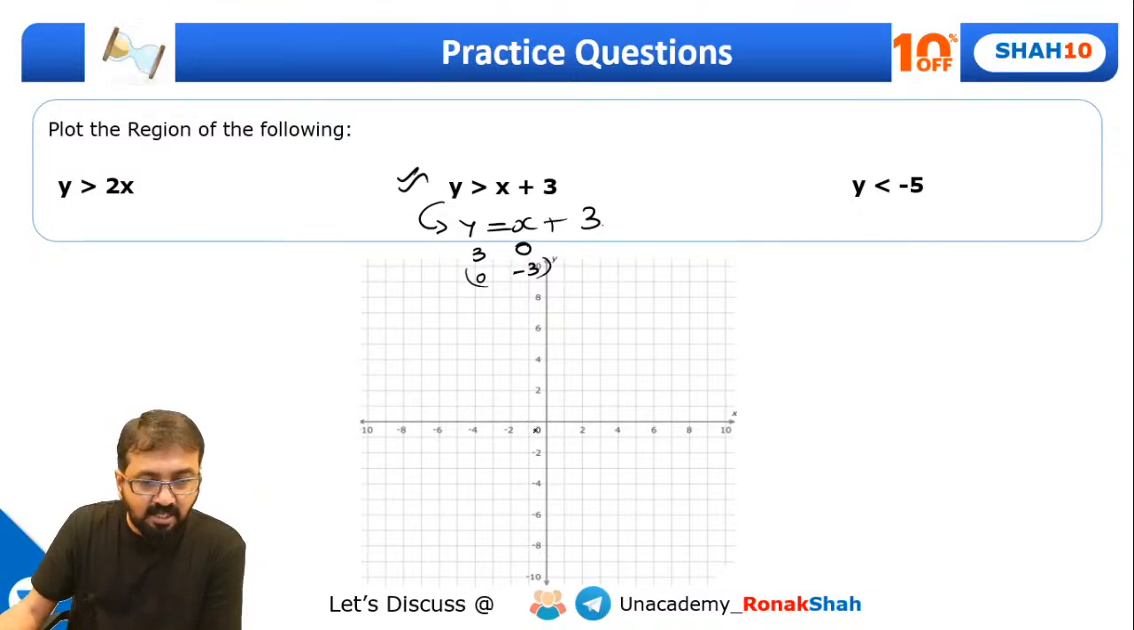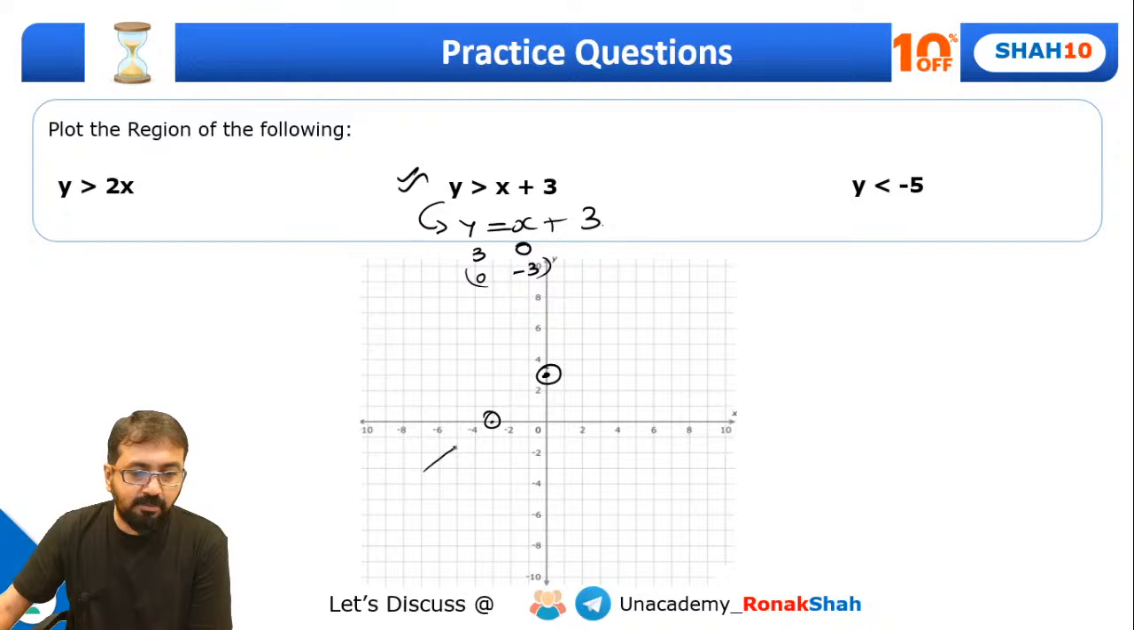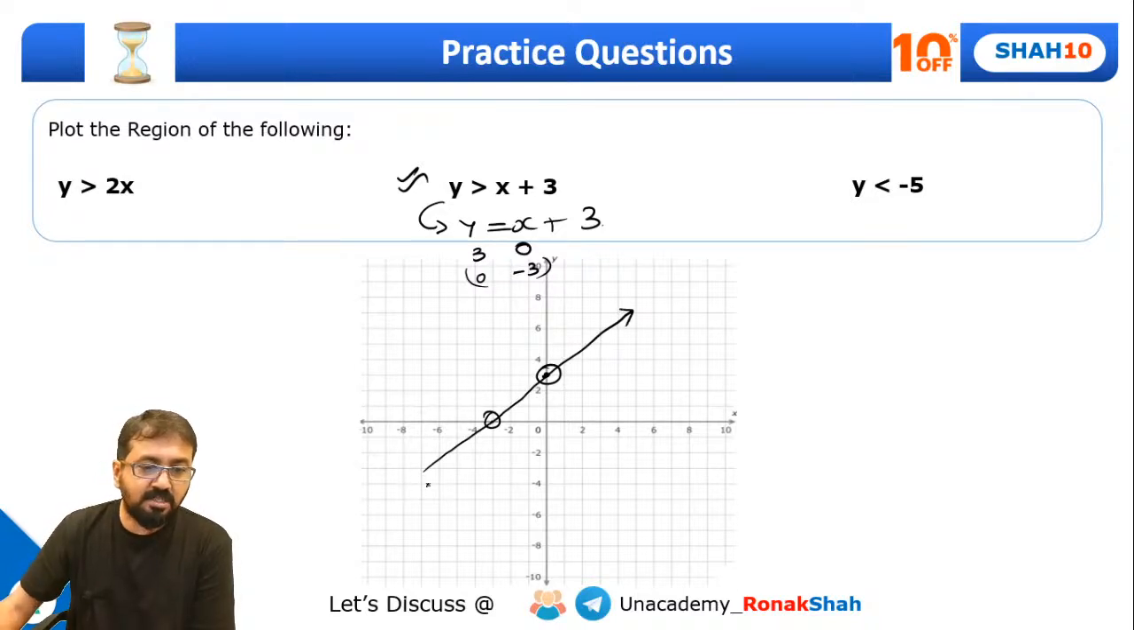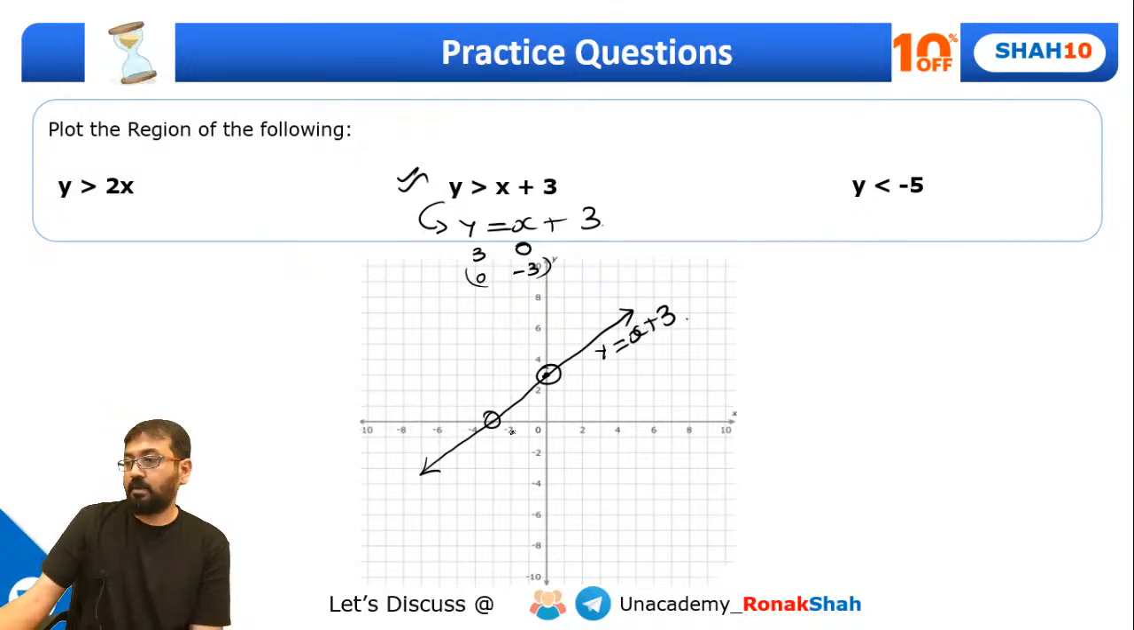When y is 0, x is minus 3, so it's this point. When x is 0, y is 3, so it's this point. So this will be the graph. This is the graph for y equal to x plus 3.